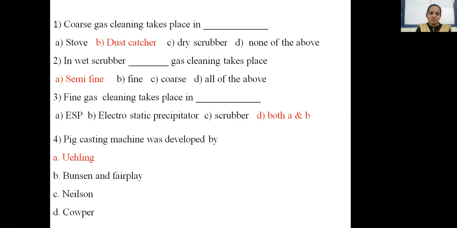Next, fine gas cleaning takes place in ESP, electrostatic precipitator, or scrubber. Actually, fine gas cleaning takes place in the ESP. Its abbreviation is electrostatic precipitator. So the answer is both A and B, where fine gas cleaning takes place. Scrubber, here the semi-fine gas cleaning takes place.